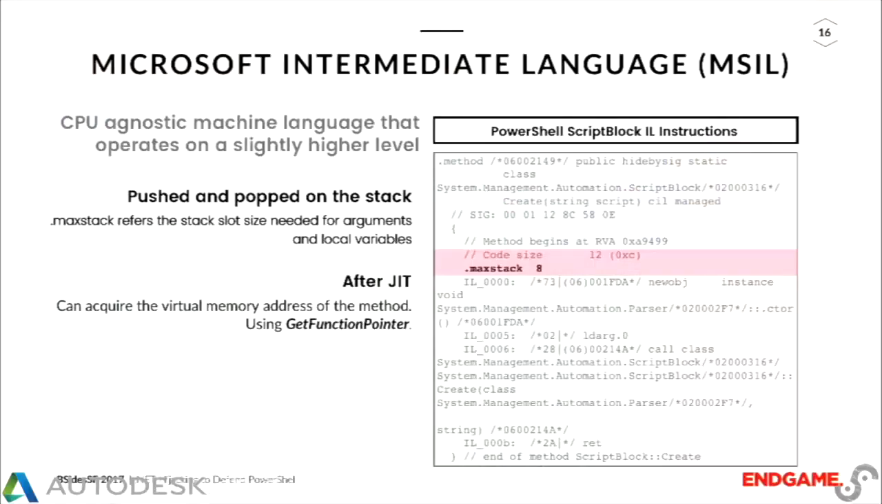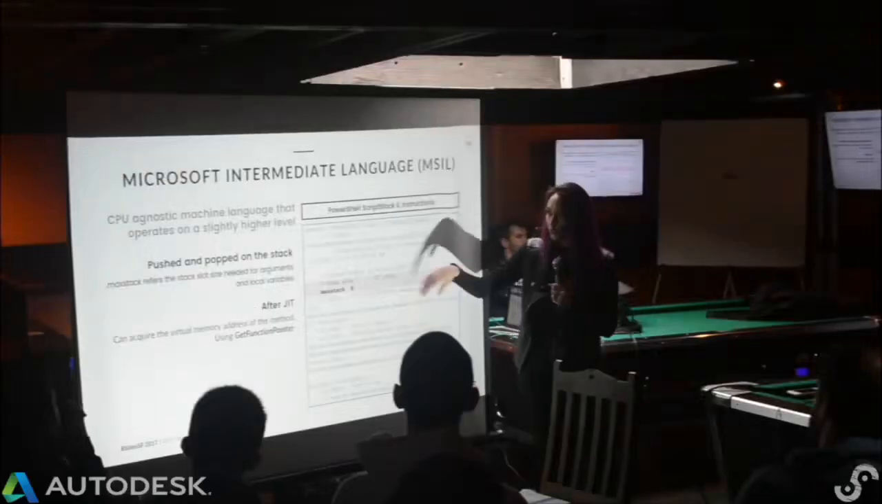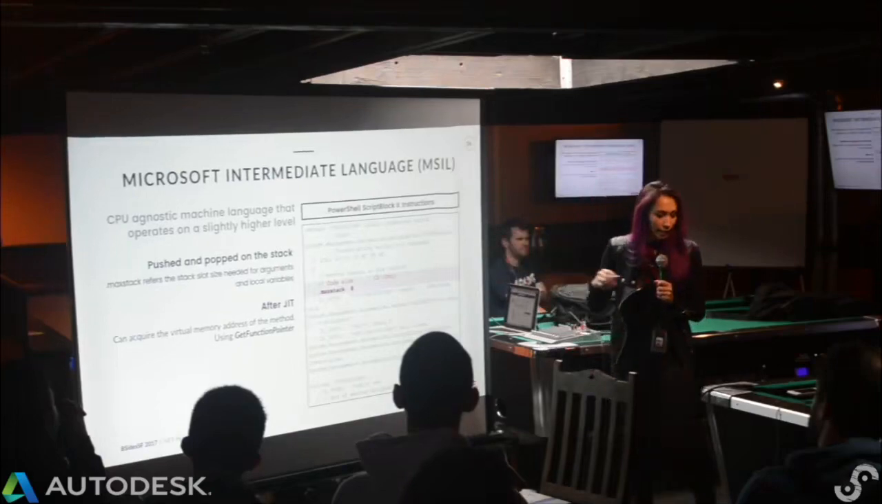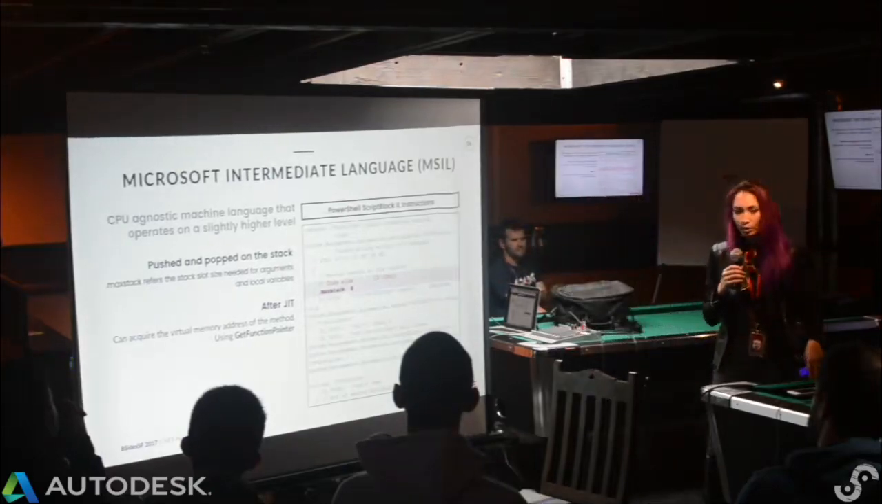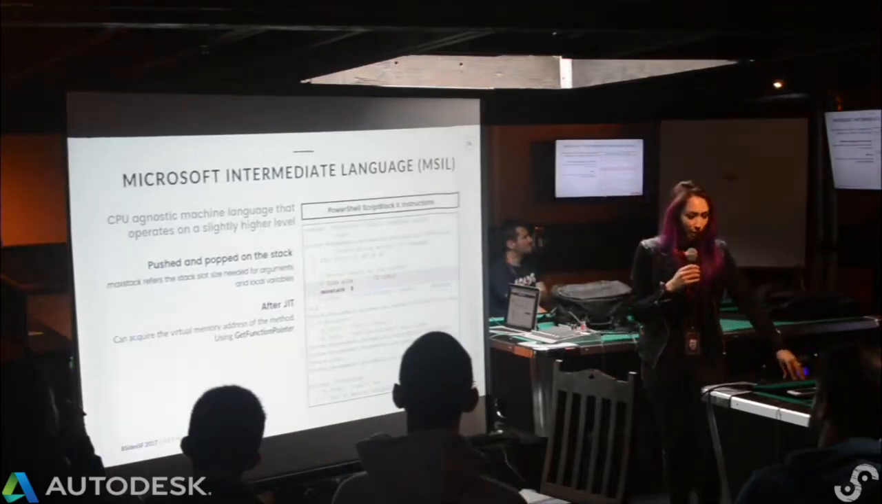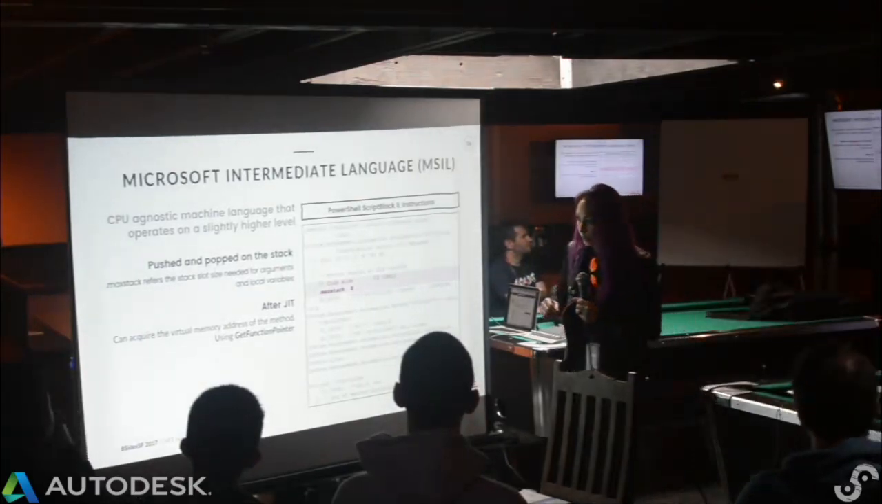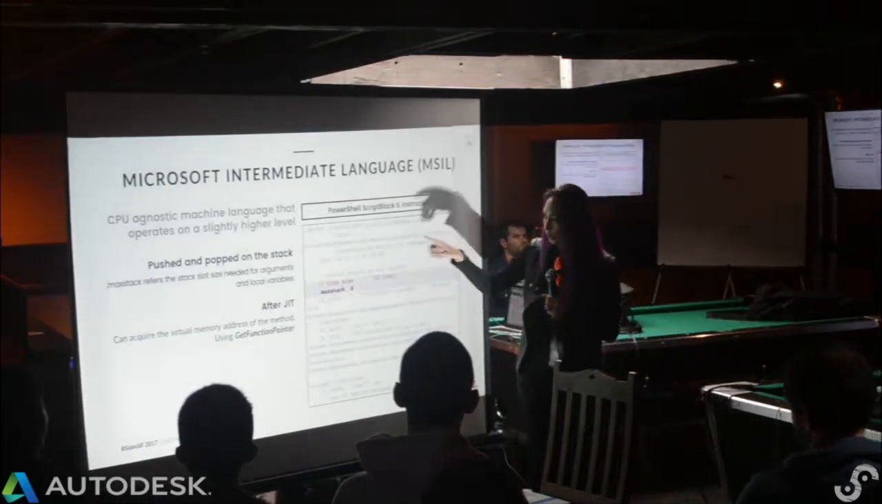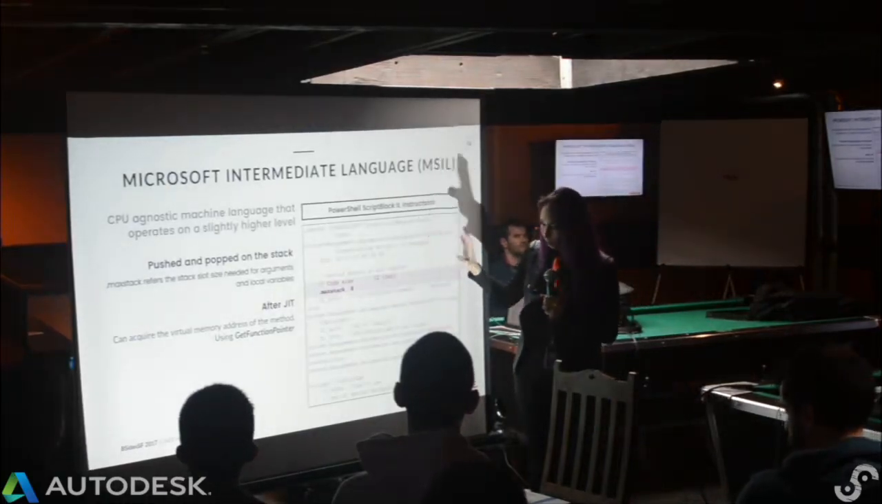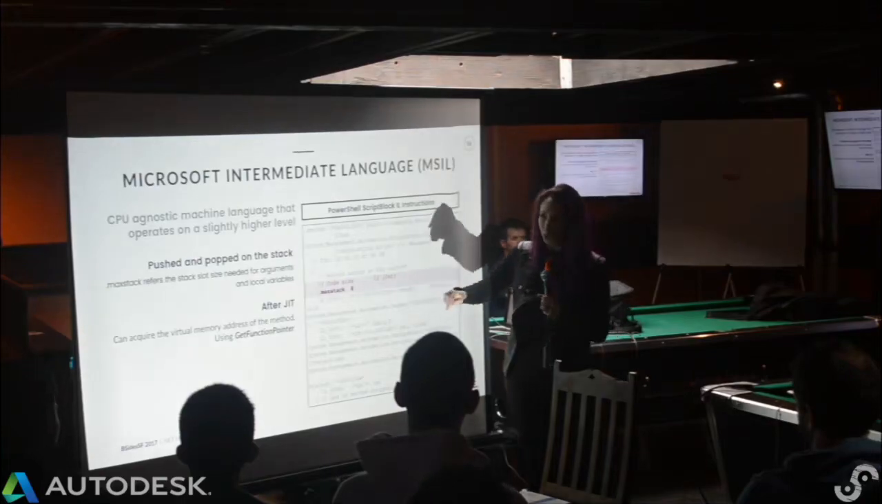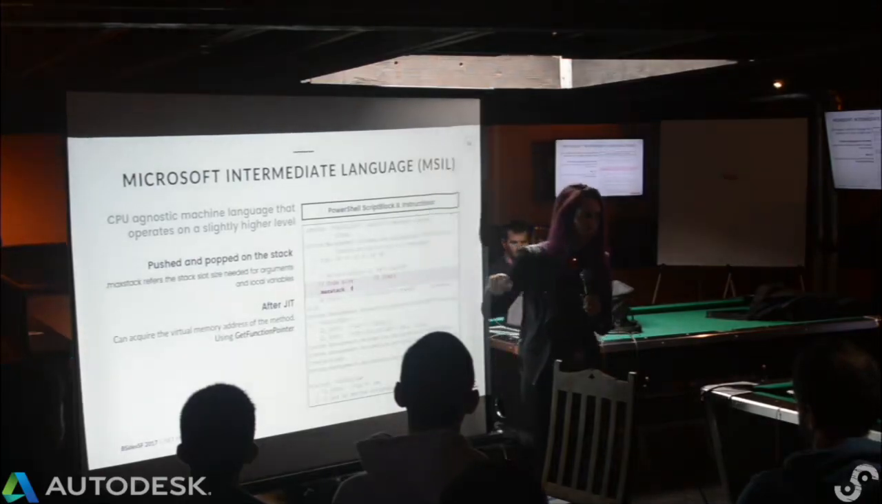All right, and another thing is when arguments are actually pushed on the stack, it's a stack slot. So you can see here in the beginning of this function, when you disassemble it, there's a max stack of 8. This is where arguments and local variables will go. This is kind of important when you're trying to make the prototype function for the hook. And also, if you want to get the actual location of where the code is after it's JITted, you can call the get function pointer. I'll talk about that later.